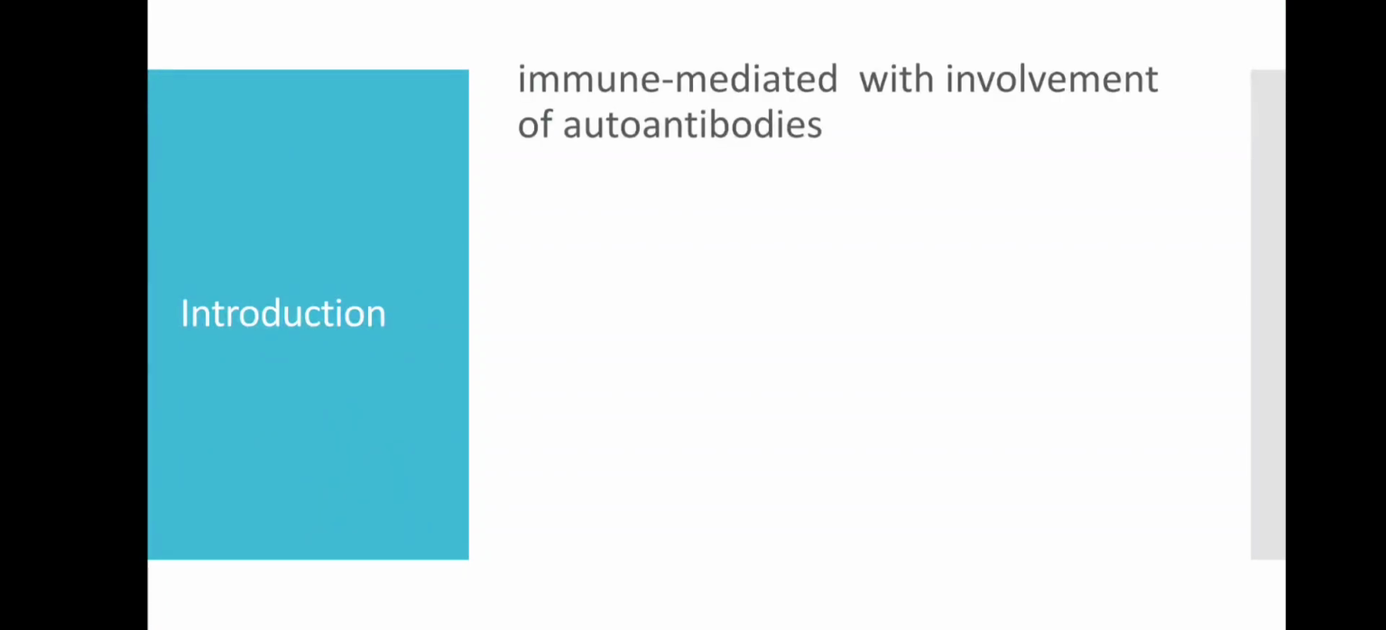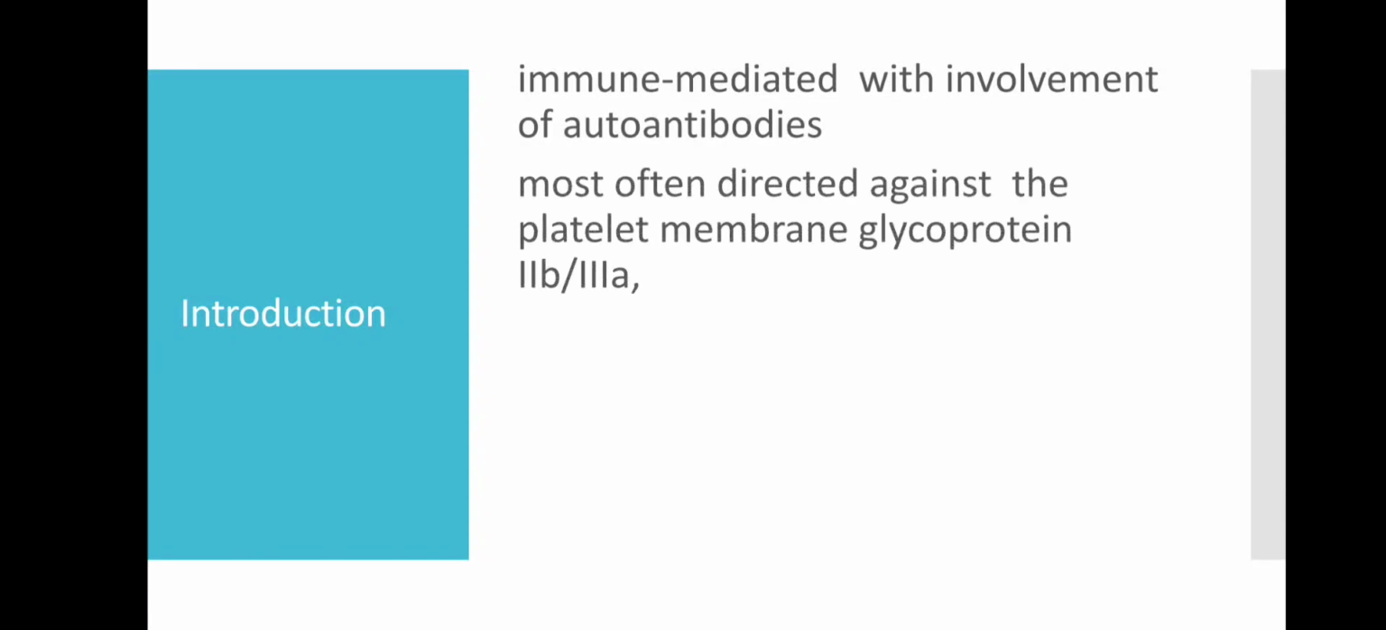First, it's an immune mediated disease with involvement of autoantibodies. That means there is production of antibodies against your self antigen. In this case, the antibodies are produced against the glycoprotein 2b3 receptor that is present on the platelet membrane. Do you know what is the role of platelets in our body? Yes, the role of platelets is hemostasis in our body. And what is the normal count of platelets? Yes, that is 140 to 400 into 10 to the power 9 per liter.